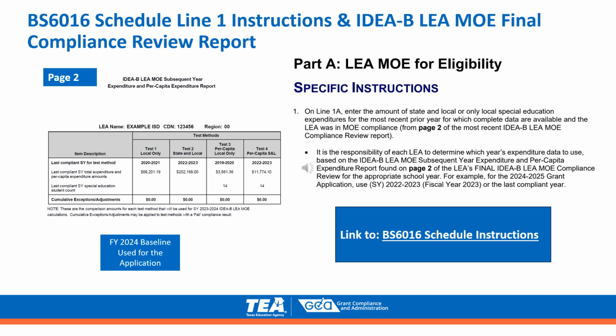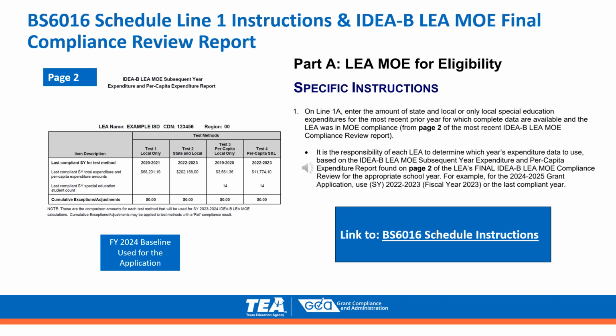This is an example of what the second page of the final compliance review report looks like. There are 4 test method amounts: local only, state and local, per capita local only, per capita state and local. You'll be utilizing one of these 4 test method amounts for what you're reporting in line 1A as the expenditure amount for the most recent prior year.